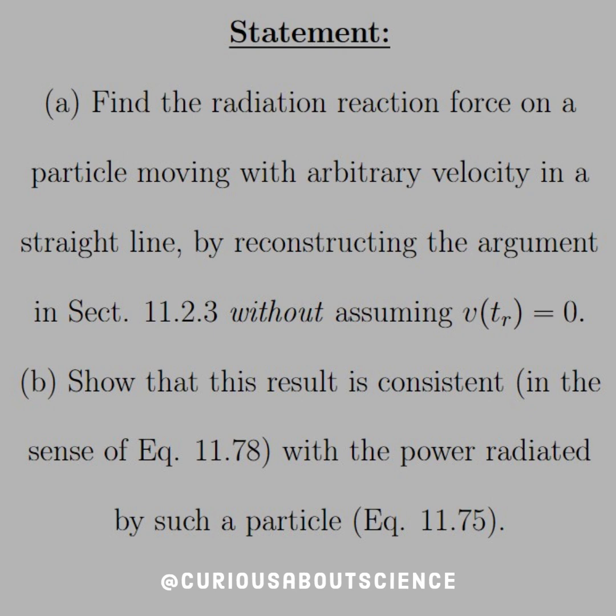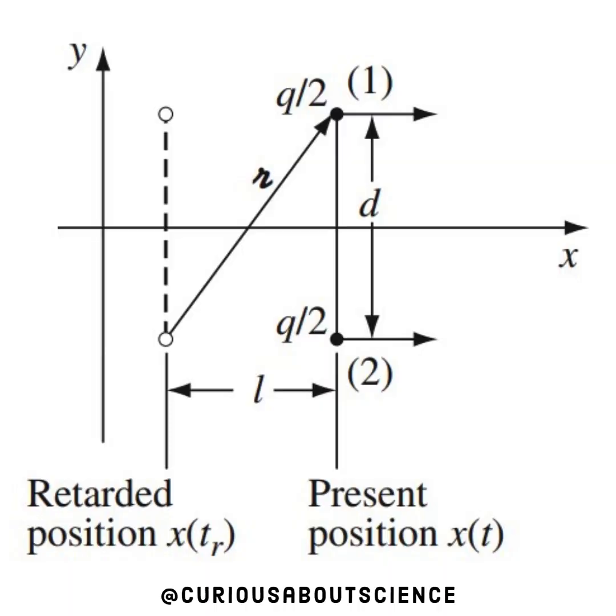The statement reads: (a) Find the radiation reaction force on a particle moving with arbitrary velocity in a straight line by reconstructing the argument in section 2.3 without assuming that v at the retarded time is 0. (b) Show that this result is consistent, in the sense of equation 78, with the power radiated by such a particle in equation 75. Okay, before we get started on this, let's redraw what the method used in that section was.